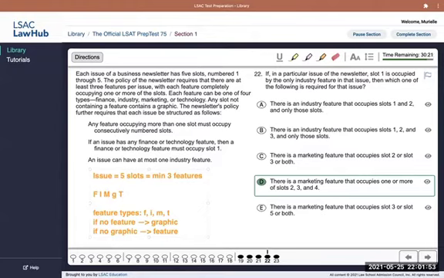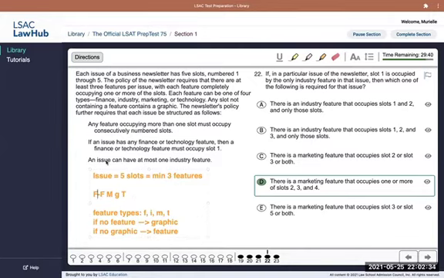So any feature occupying more than one slot must occupy consecutively numbered slots. Okay, so that's interesting. That really brings it to the forefront that it is possible for a feature to occupy more than one slot. So let's say this finance feature actually is going to also occupy the second spot. So that finance feature actually continues into the second spot. So that would be allowed. That would be fine. We still have our minimum of 3 features with finance, marketing, and technology.